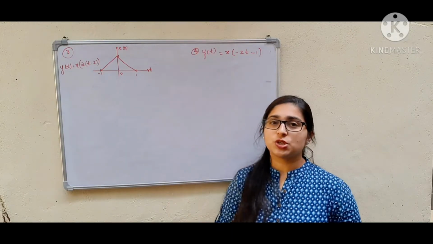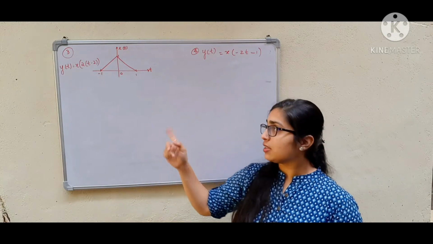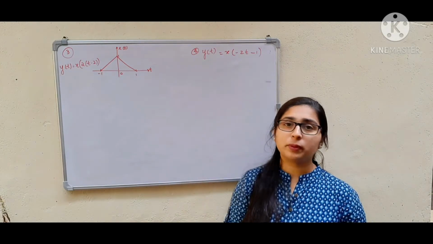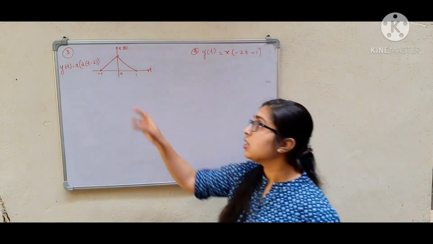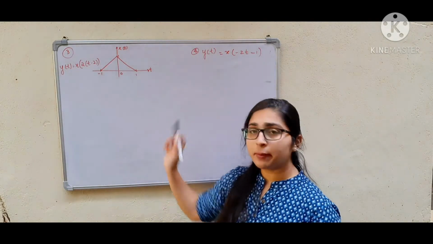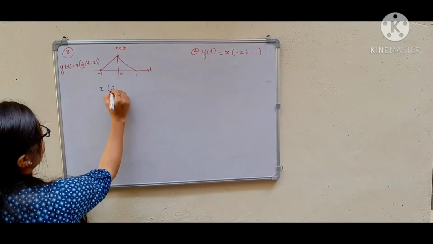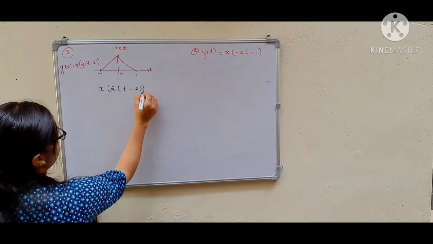In the previous lecture, we saw two problems on a signal. So in this video, on the same signal, we will be performing two more operations. So y of t is equal to x of 2 of t minus 2. See, they have taken 2 common here. x of 2, then you have t minus 2.